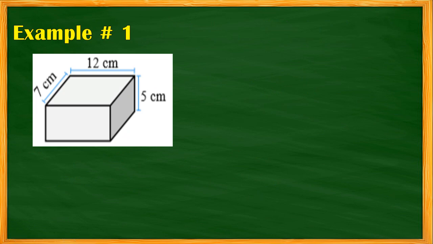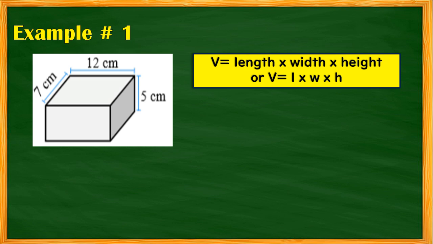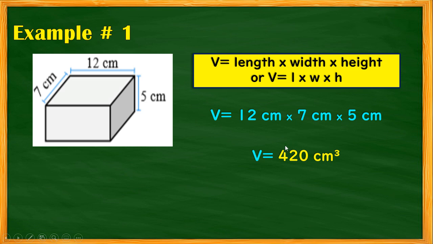Then let's have some examples. Number 1. So volume is equal to length times width times height. So this would be the formula, right? Because this figure involves a rectangular prism, because some measurements are different from each other. So let's substitute. The value of the length is 12 centimeter. The width is 7 centimeter. And the height is 5 centimeter. So multiply 12 times 7 times 5. The answer is 420 cubic centimeter. So don't forget the unit of measurement.